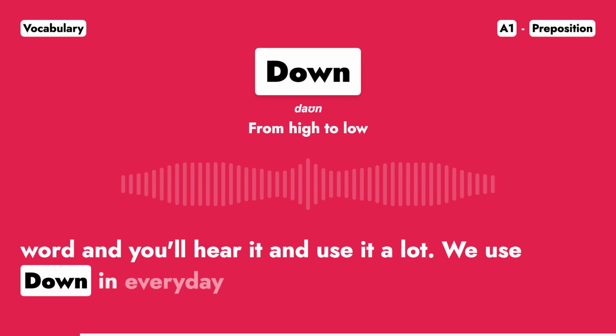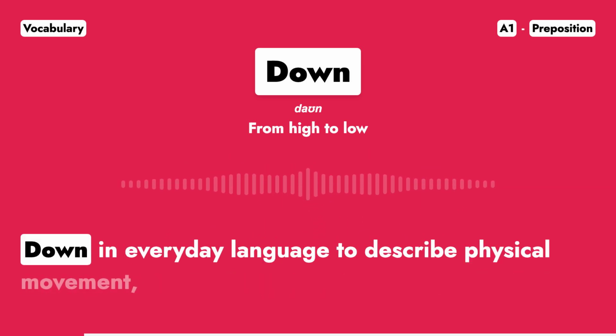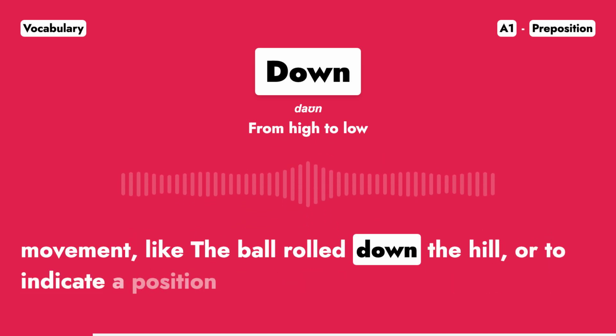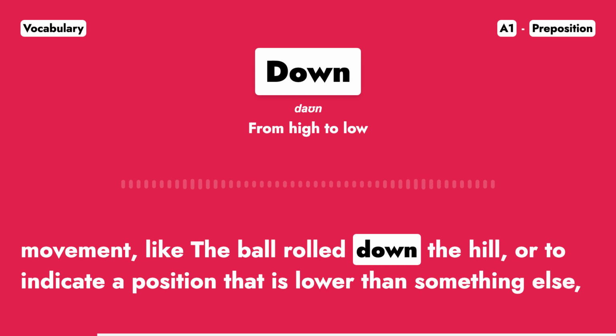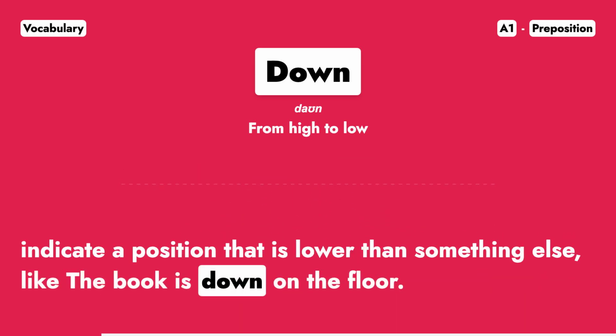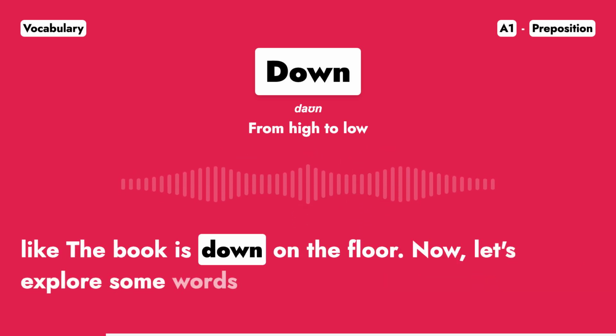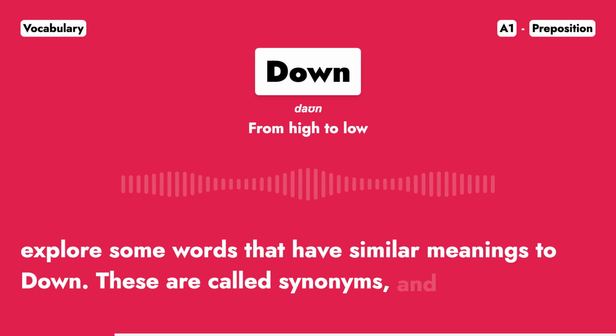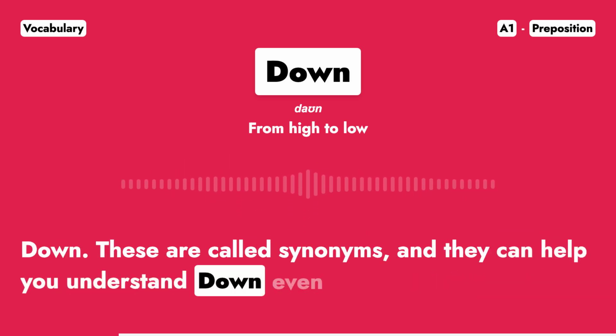We use down in everyday language to describe physical movement, like the ball rolled down the hill, or to indicate a position that is lower than something else, like the book is down on the floor. Now, let's explore some words that have similar meanings to down. These are called synonyms, and they can help you understand down even better.